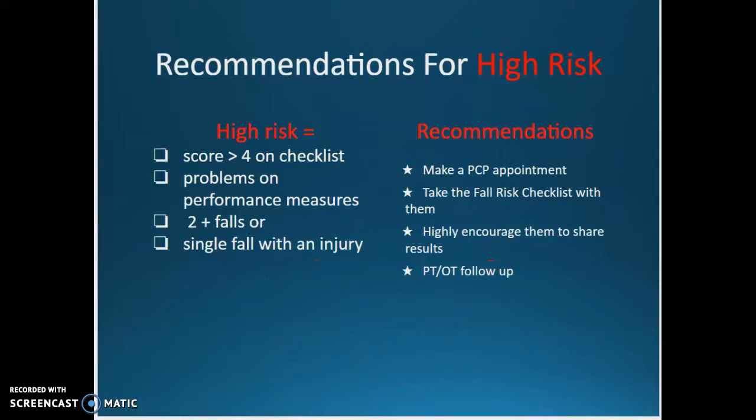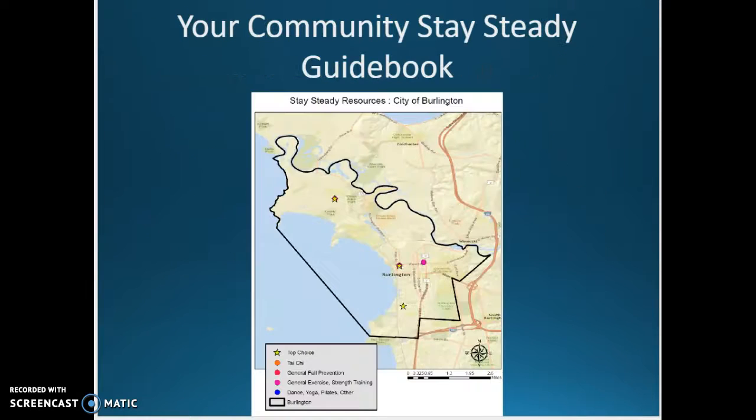A person at high risk for falls will score over 4 on their self-assessment checklist. They will have problems with their physical performance measures, and they will either have had a single injury-producing fall or multiple falls. These folks should be strongly encouraged to take action on preventing the next fall. Have them make a PCP appointment soon. Have them take the fall risk checklist with them. Encourage them to share the results and have follow-up with PT and OT. In all of the recommendations, getting or staying active is first on the list.